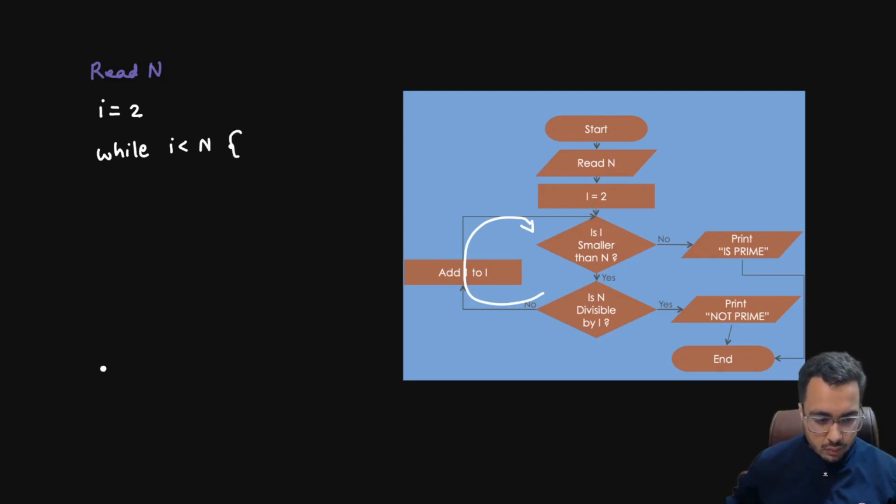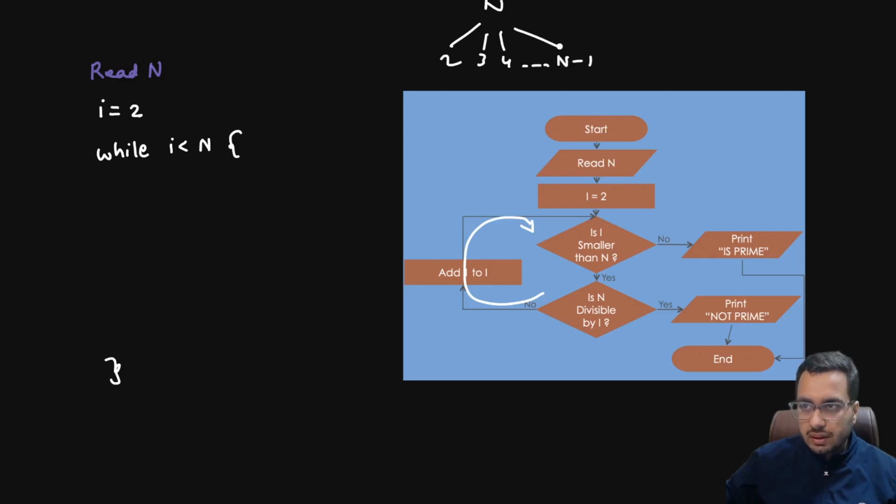So here you're repeatedly checking, for a number n, whether there is any divisor in the range 2 to n minus 1. The value of I goes from 2 till n minus 1, that is, less than n. What you're checking here is, is n divisible by I? So you will put an if here. This is not a loop, this is the starting point of the loop.